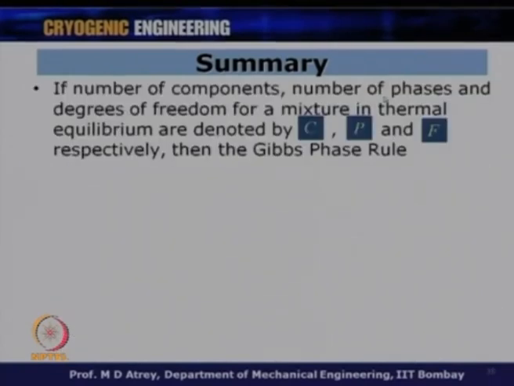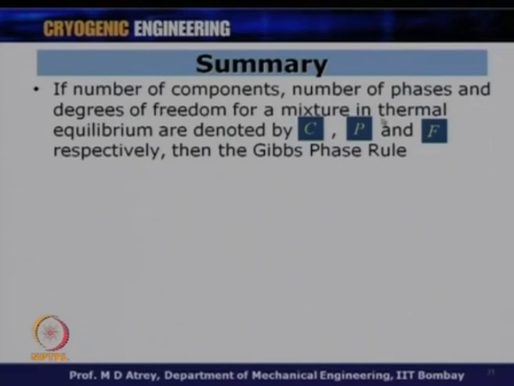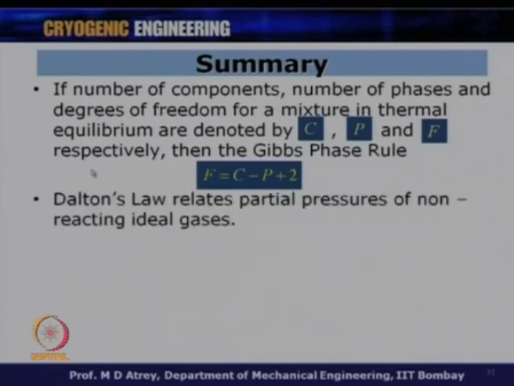If the number of components, number of phases and degrees of freedom of a mixture in thermal equilibrium are denoted by C, P and F, then the Gibbs phase rule gives F equal to C minus P plus 2, and again we have understood this with various tutorials and problems.